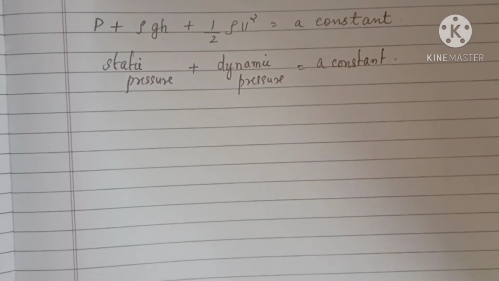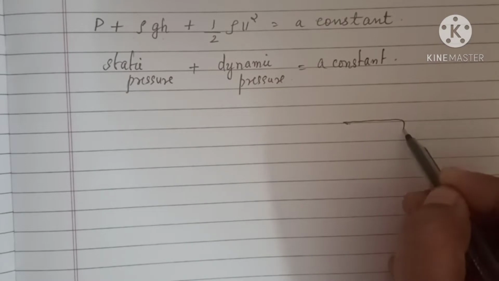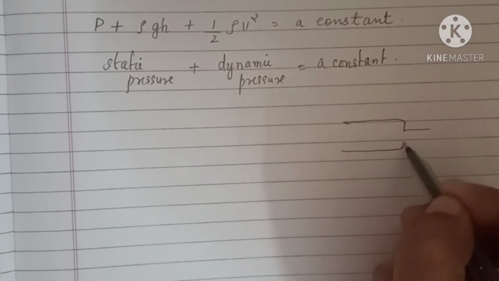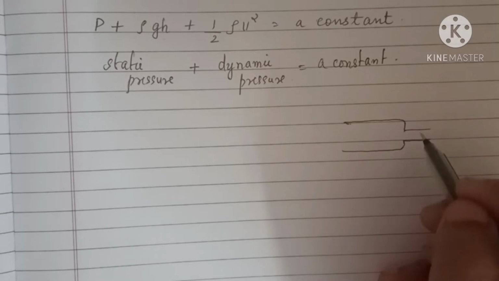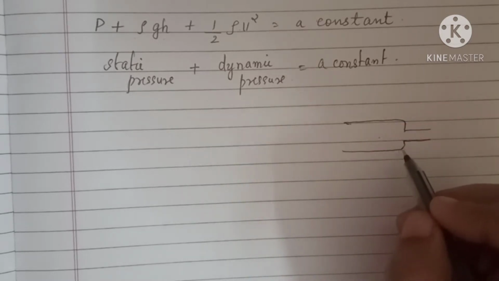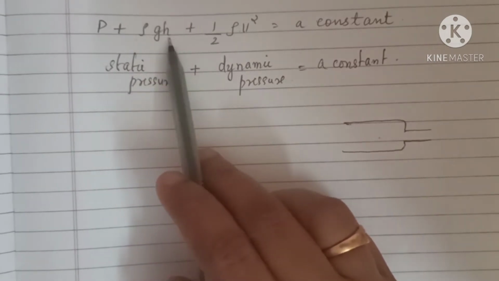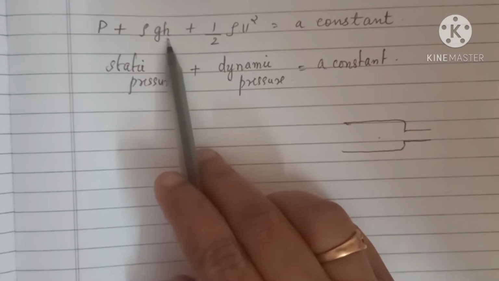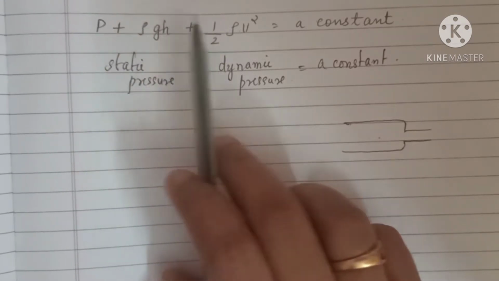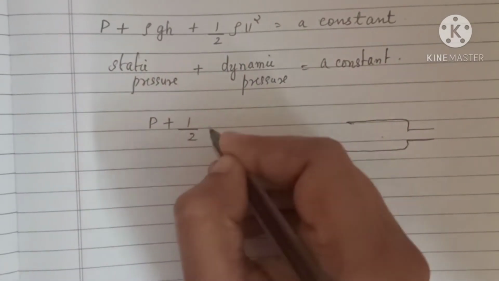Now suppose the liquid is flowing through a horizontal tube. Then h remains a constant. If it is not at a height h from the reference level, no height is mentioned there. In such a case, in the above equation, this term will turn to 0 because h equals 0. The remaining terms are P and half rho v squared, so the equation will change to P plus half rho v squared.